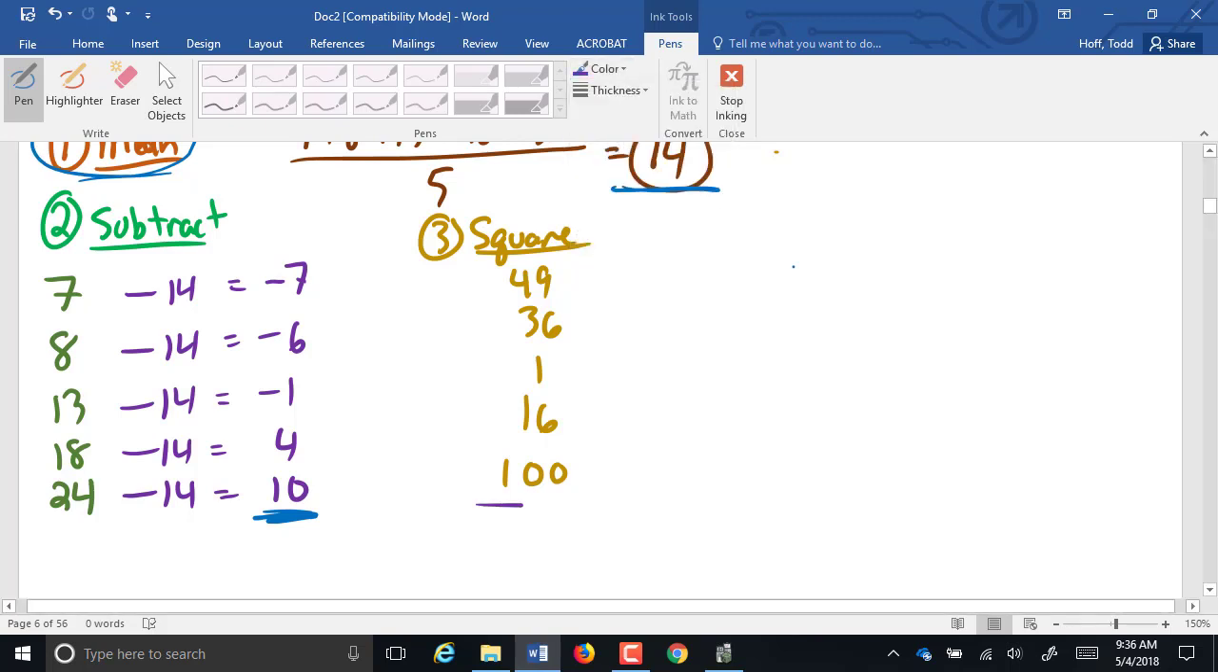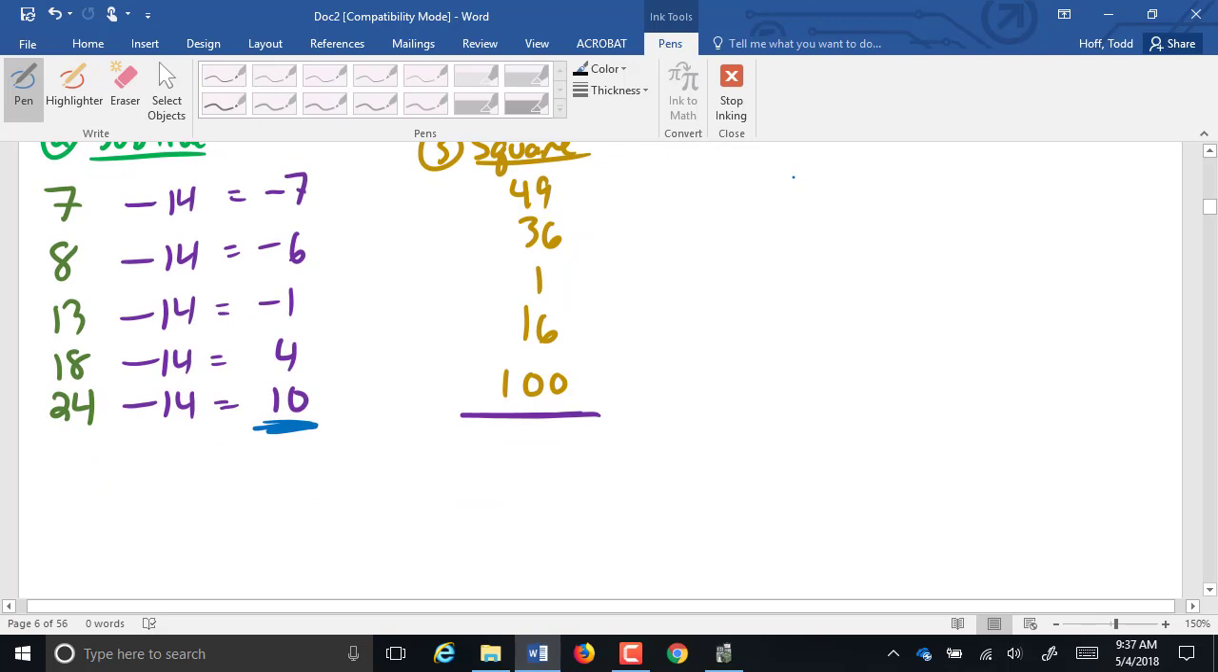Next, we had to square them. So negative 7 squared is 49. Negative 6 squared is 36. Negative 1 squared is 1. 4 squared is 16. And 10 squared is 100. How many of you made it that far, at least? Step 4 is to do what? Find the sum, add them together, and we get 202.